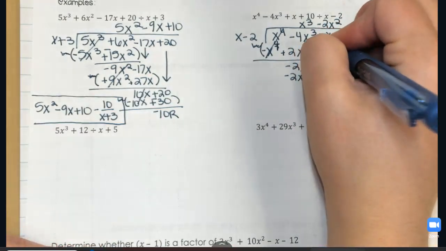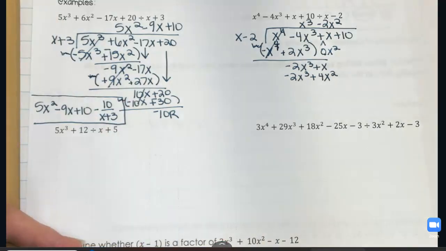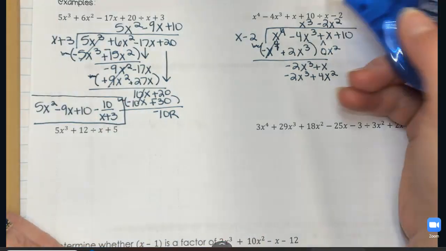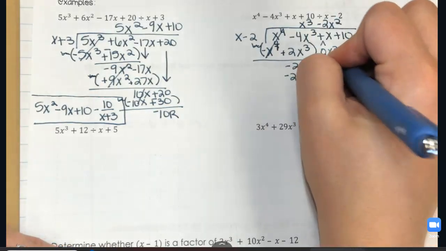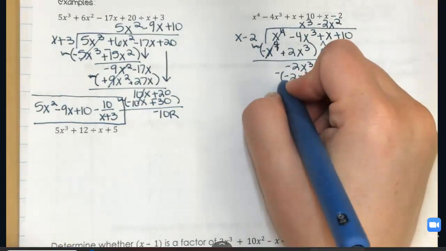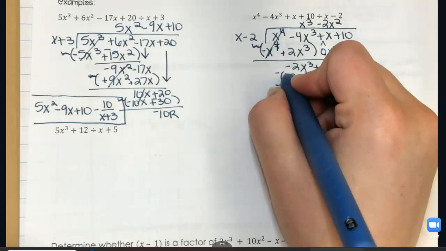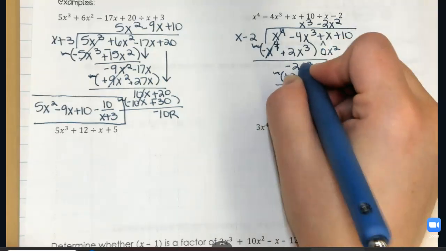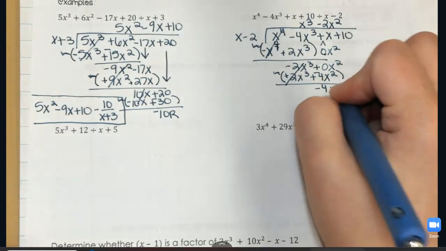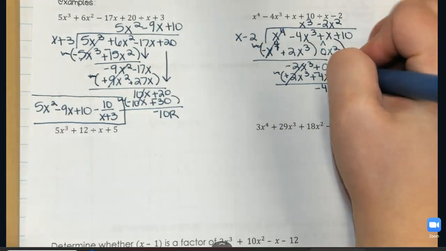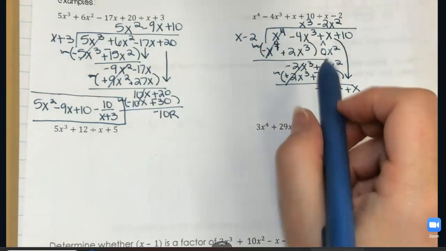Because I cannot subtract x or combine x and 4x squared. So instead of bringing down x, I'm going to bring down 0x squared. And now when I subtract, again, after I distribute my negative, these cancel, and 0x squared minus 4x squared is negative 4x squared. And now I can bring down that x.